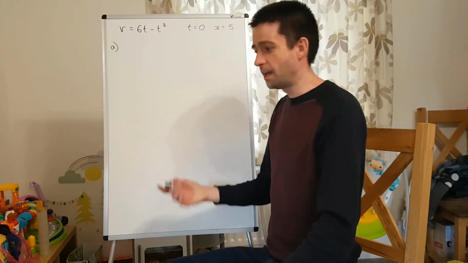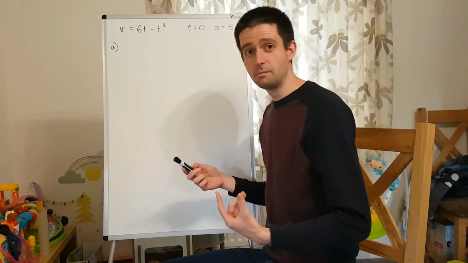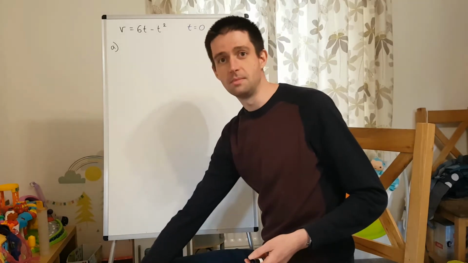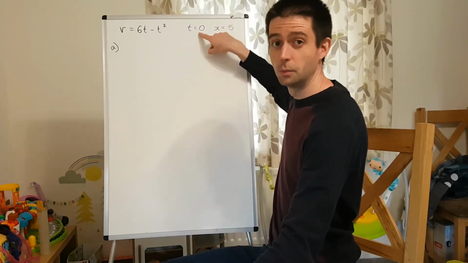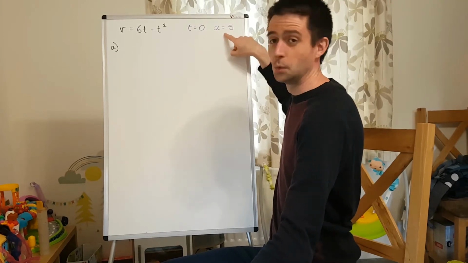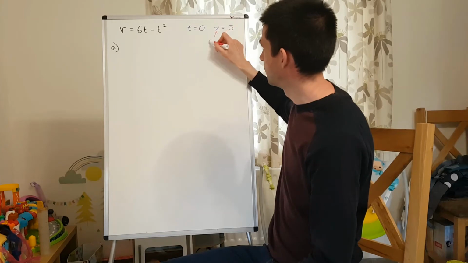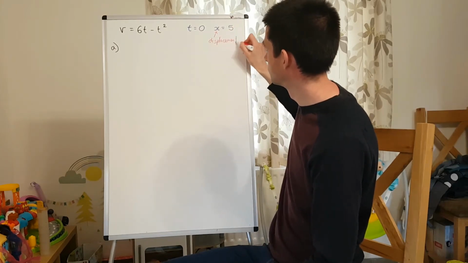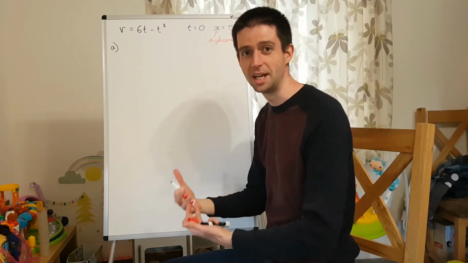So, here we have a particle moving on the x-axis. At time t equals 0, the particle has a displacement of 5 metres from a fixed origin O. I've just written that down here, that when t equals 0, x equals 5. And remember, in this case, we're using x to represent displacement. So that's important here. Sometimes we use s. In this context, we're using x.